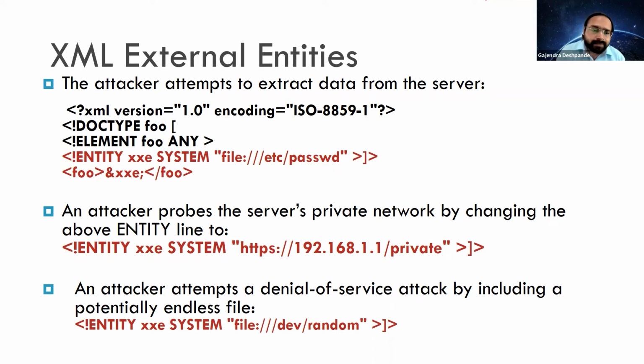Then in the second attack, the attacker is probing the server's private network by changing the entity. Instead of linking it to the password file, now the attacker is linking the entity to a private network. Then next, the attacker is attempting to perform a denial of service attack by linking XML entity XXC to a potentially endless file.